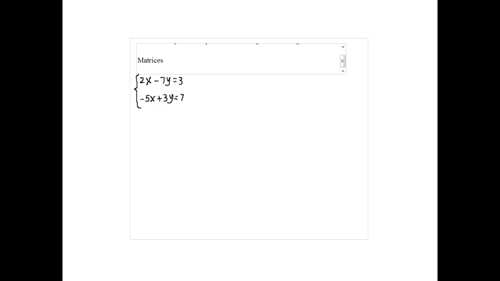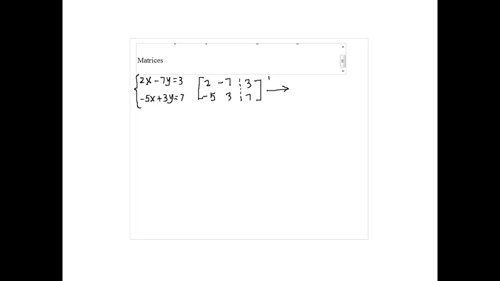Solve each system of equations using the following method: matrices. First, we write the system in matrix form. 2, negative 7, 3, and on the bottom we have negative 5, 3, and 7.